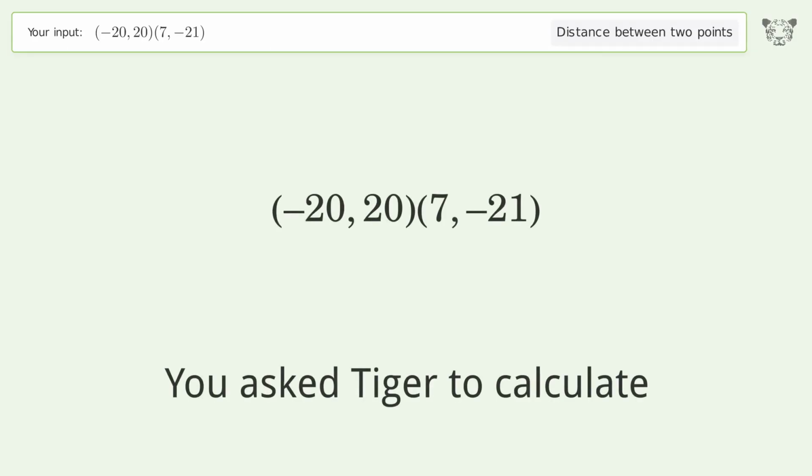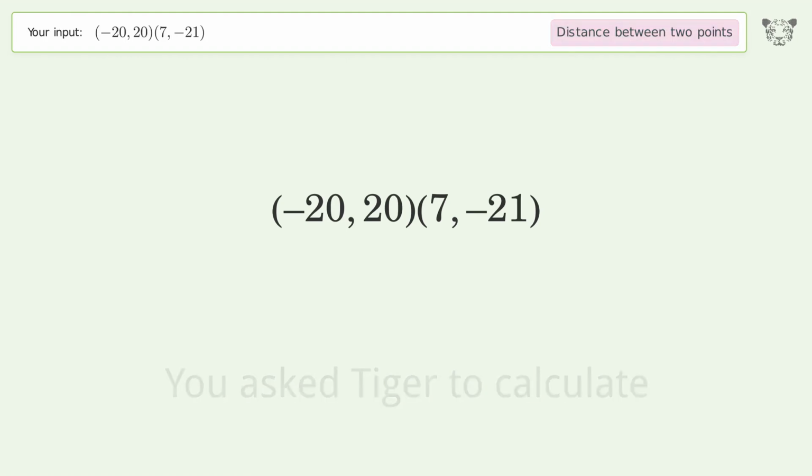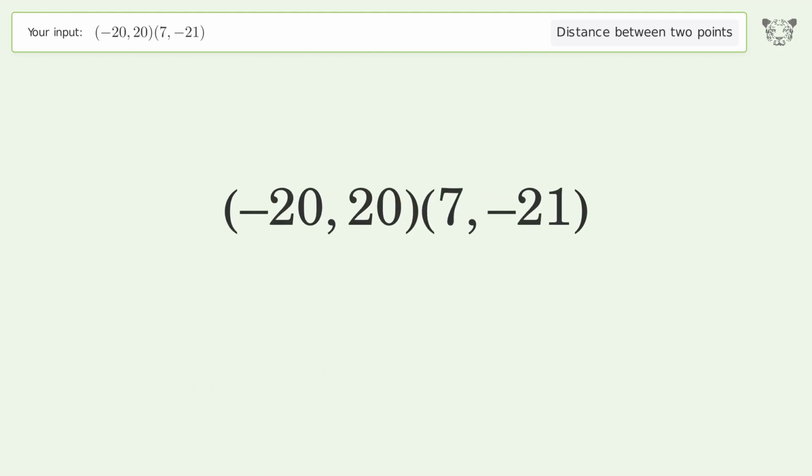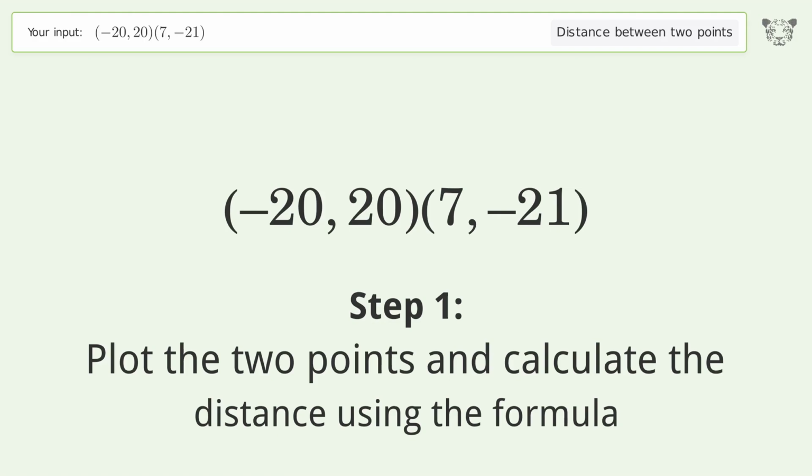You ask Tiger to calculate. This deals with the distance between 2 points. The distance between the 2 points is the square root of 2,410 or 49.092. Let's solve it step by step. Plot the 2 points and calculate the distance using the formula.